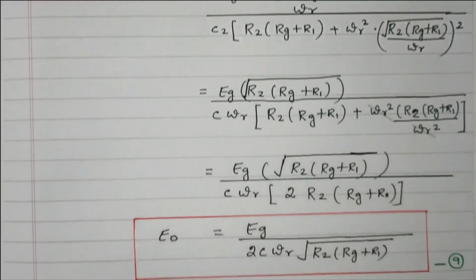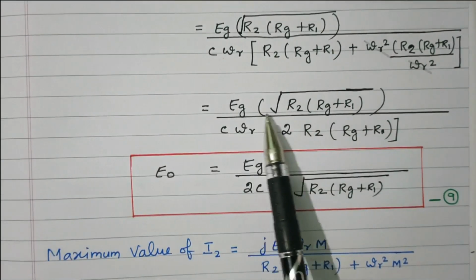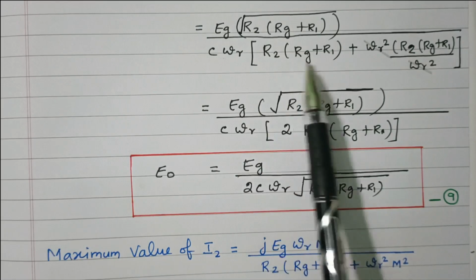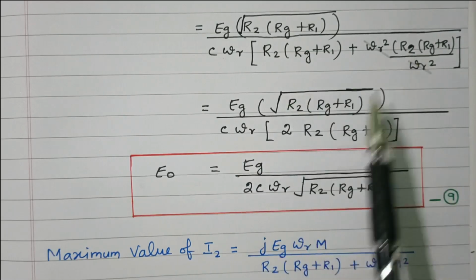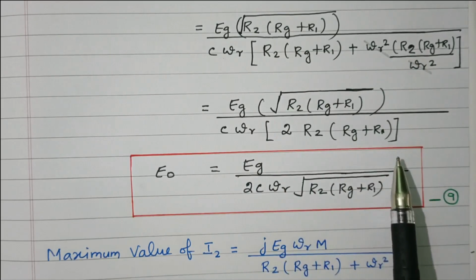Now we go for the further simplification. So Eg into this term divided by C omega R. This term is available 2 times, both are the same. So 2 times R2 divided by (Rg plus R1).